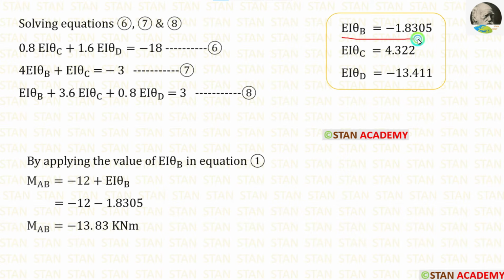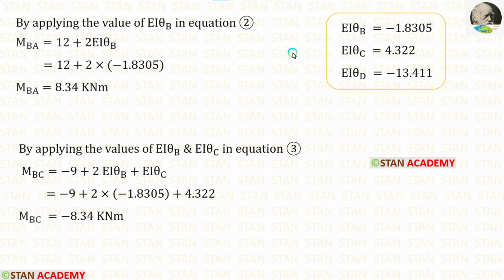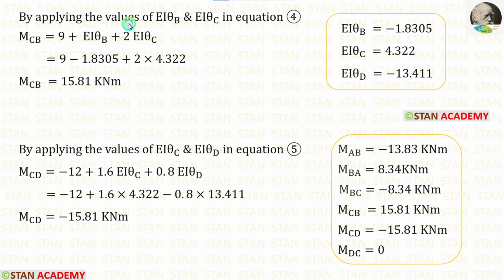When we apply the value of θb in equation number 1, we are getting MAB. When we apply the value of θb in equation number 2, we are getting MBA. When we apply the values of θb and θc in equation number 3, we are getting MBC. When we apply the values of EIθb and EIθc in equation number 4, we are getting MCB. When we apply the values of EIθc and EIθd in equation number 5, we are getting MCD. In this analysis, we have calculated all of the moments.